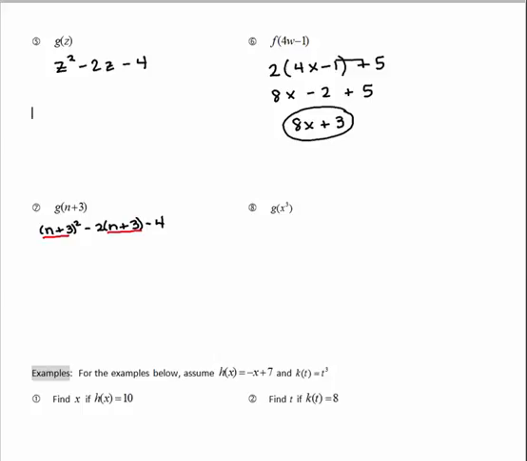This is going to take a little bit of algebra. Remember that to do n plus 3 squared, you actually have to do FOIL. It's n plus 3 times n plus 3, which is n squared plus 3n plus 3n plus 9. And then distributing the negative 2, minus 2n minus 6, and then minus 4. We'll combine our like terms, n squared plus 4n and plus 5.